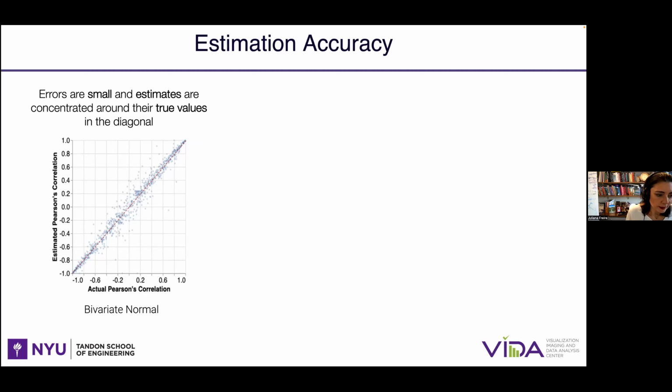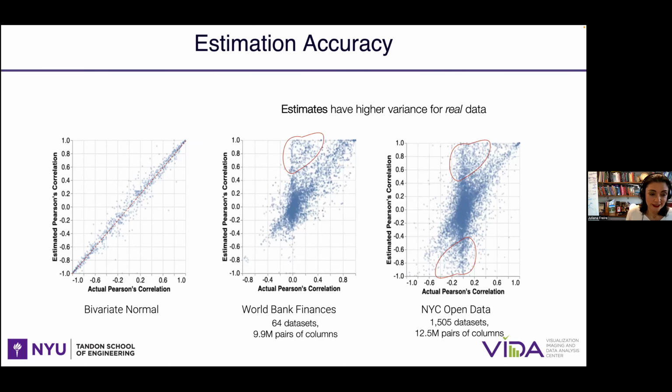For synthetic data that follows a normal distribution, the results are great. On the x-axis here, we have the actual value for the Pearson's correlation, and on the y-axis, we have our estimates. You can see that the errors are very small, and the estimates are right along the diagonal.